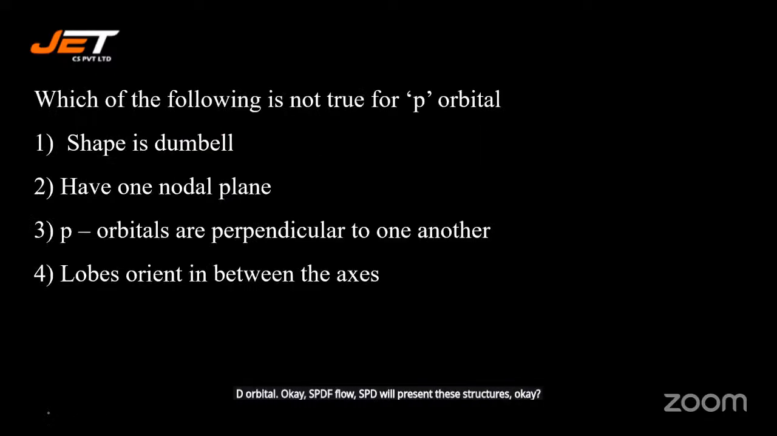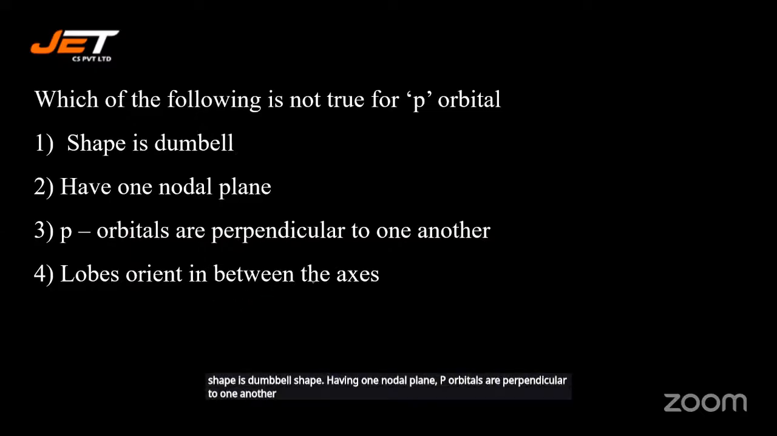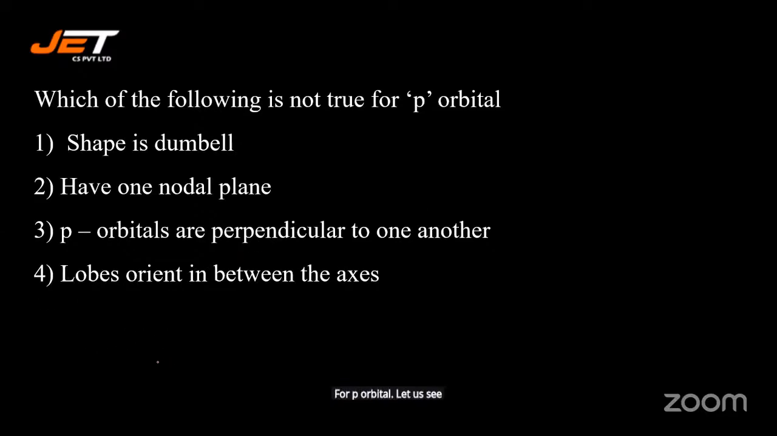Okay. Which of the following is not true for p orbital? Shape is dumbbell shape. Having one nodal plane. P orbitals are perpendicular to one another. Lobes orient between the axes. Indulo ఏది wrong for p orbital? Let us see who will answer this question.